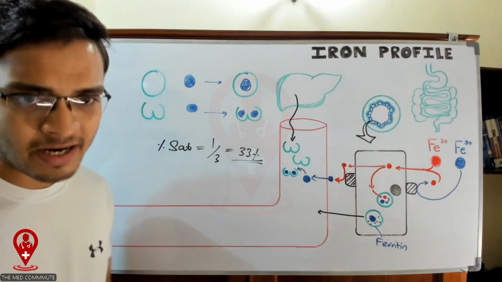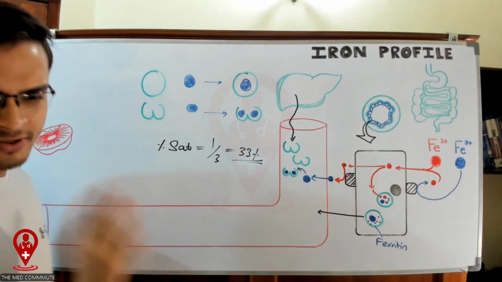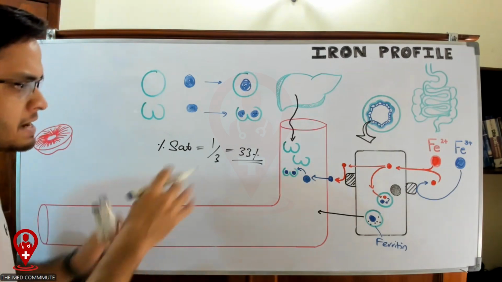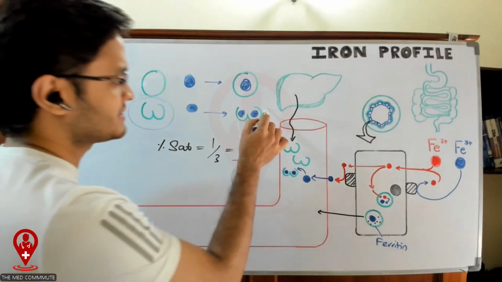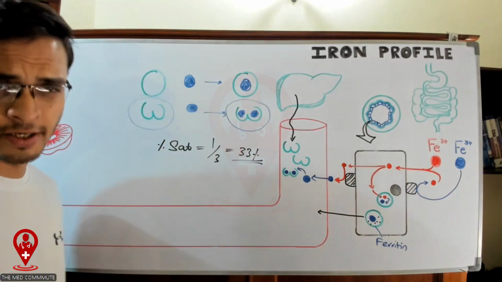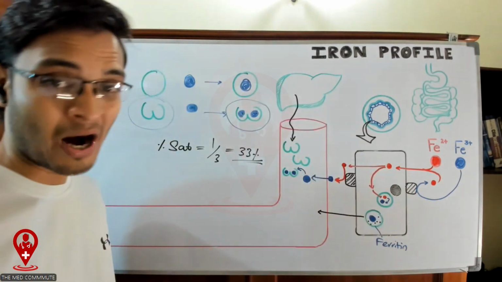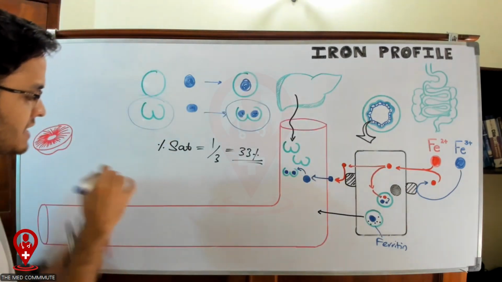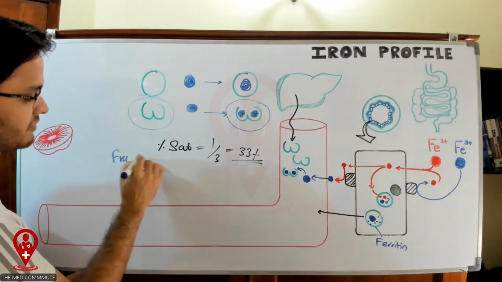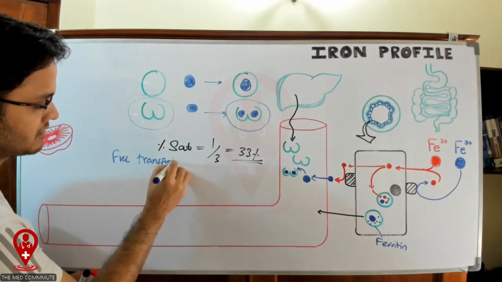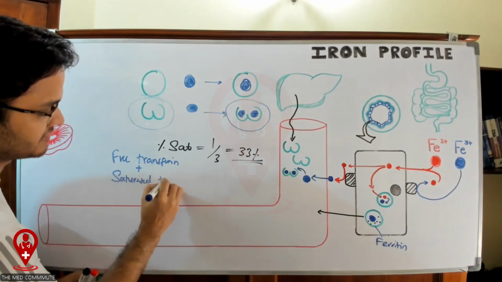Okay, so let's move on to the next thing. Once you've understood this, guys, in our blood there are free transferrin molecules as well as serum iron, or what we call bound transferrin molecules. Bound, they're already saturated with iron. Iron has gone and bound to them. So we have free transferrin plus the saturated transferrin, saturated with iron.